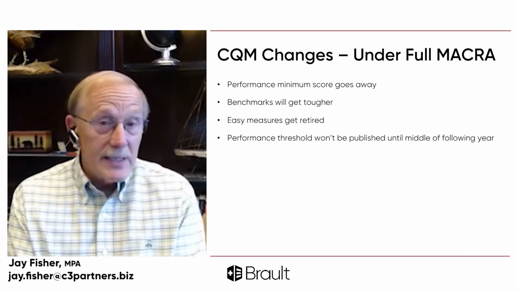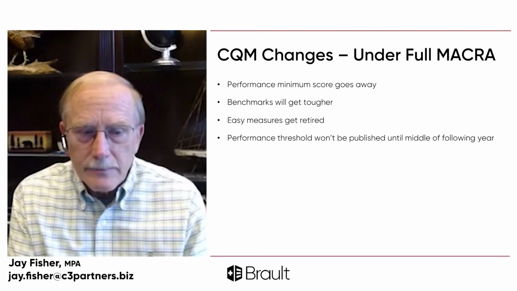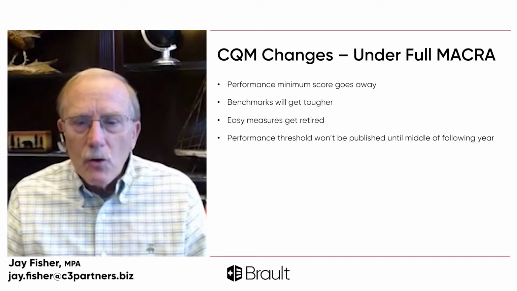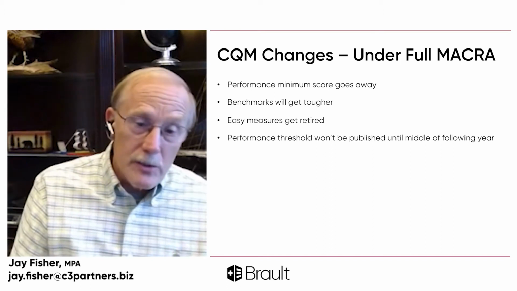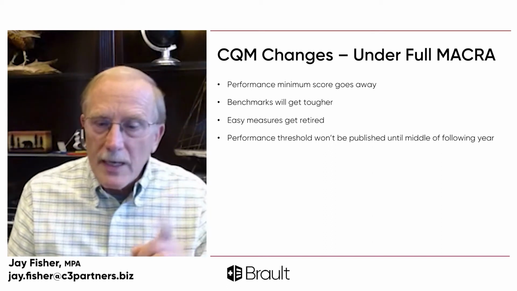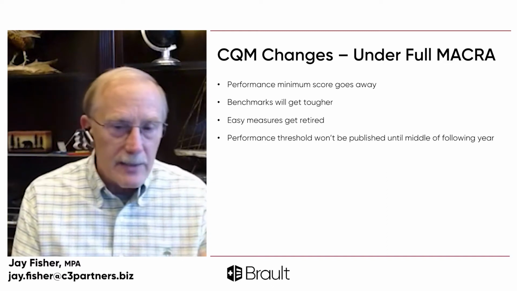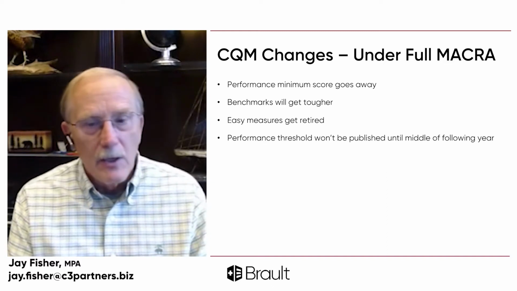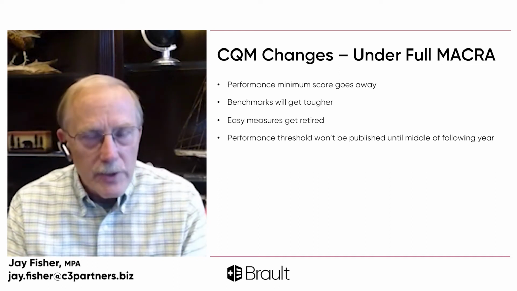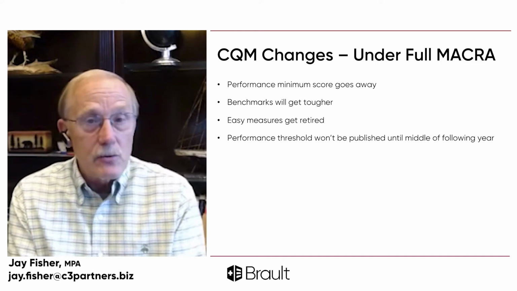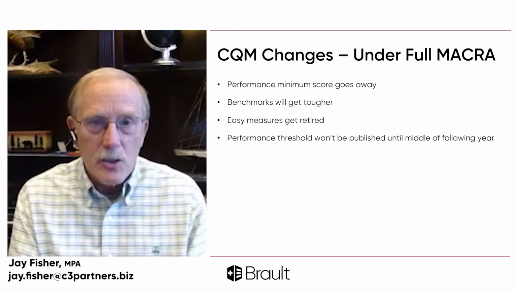Now the problem, one of the things that will be a challenge for a lot of us is that so far in terms of MIPS, every year at the beginning of the year, in fact, almost 2 years in advance, we've known what that performance threshold will be, right? We knew at the beginning of the program that you had to get 3 points out of a possible 100. We knew a year ago that for 2020, you'd have to score 45 points to avoid penalty and to start earning money.